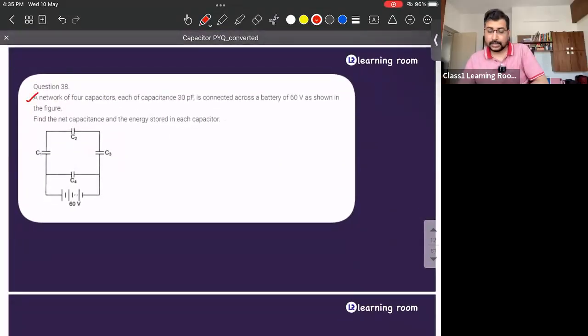So this one, there is a network of 4 capacitors, each of capacitance 30 picofarad, connected across a battery of 60 volt as shown in the figure. Find the net capacitance and the energy stored in each capacitor. I'll give you 5 minutes time, solve this fast. It is similar to the previous problem.